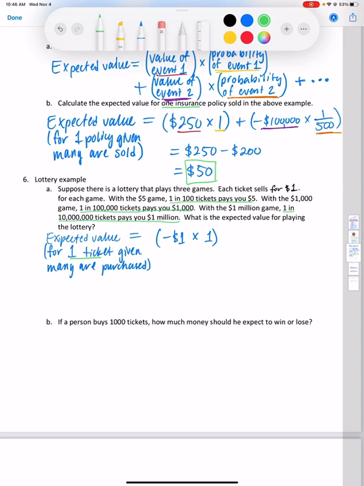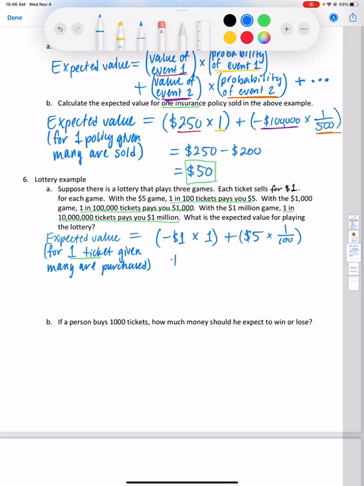Now let's add up the expected values of playing the game. What's the potential winnings on this ticket, and the chances that you will win? That's what we have to consider. So we're going to add on the $5 game. We're going to buy a bunch of tickets, and it could be the $5 game one. The value of the event is $5, and the chance of winning it is 1 out of 100.